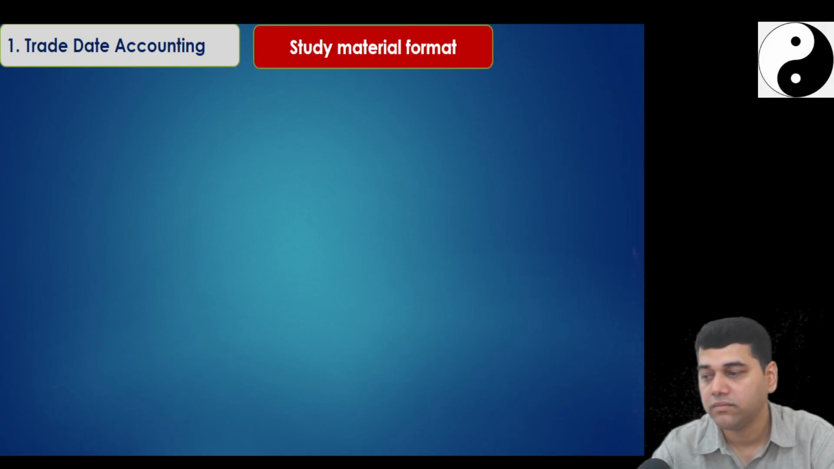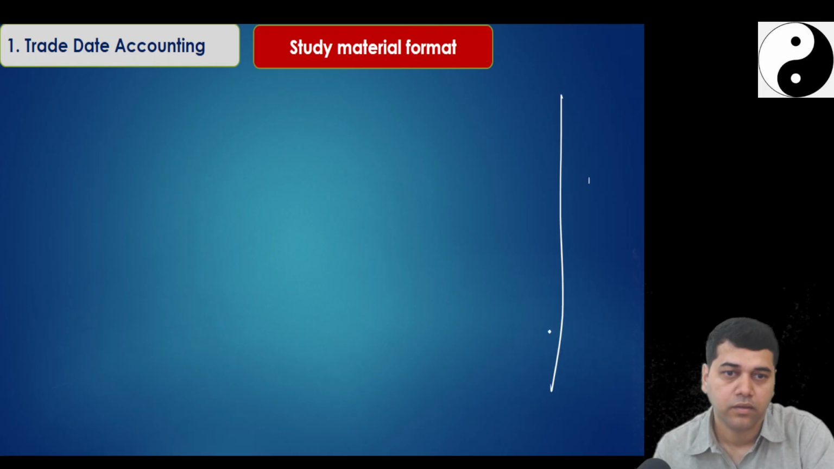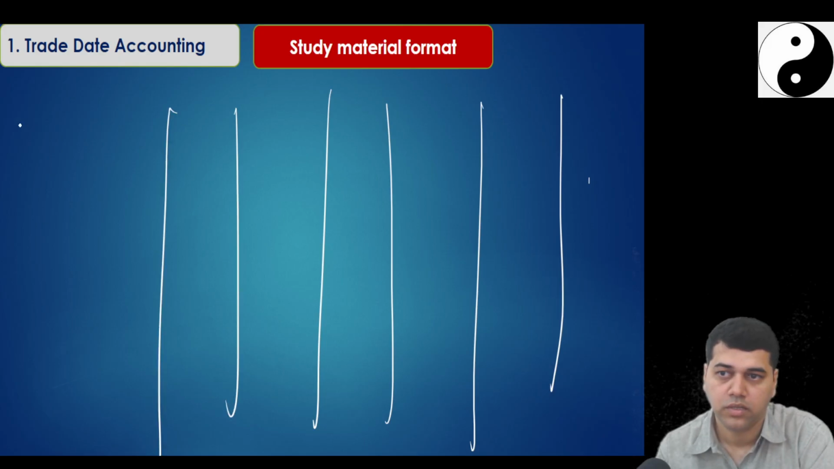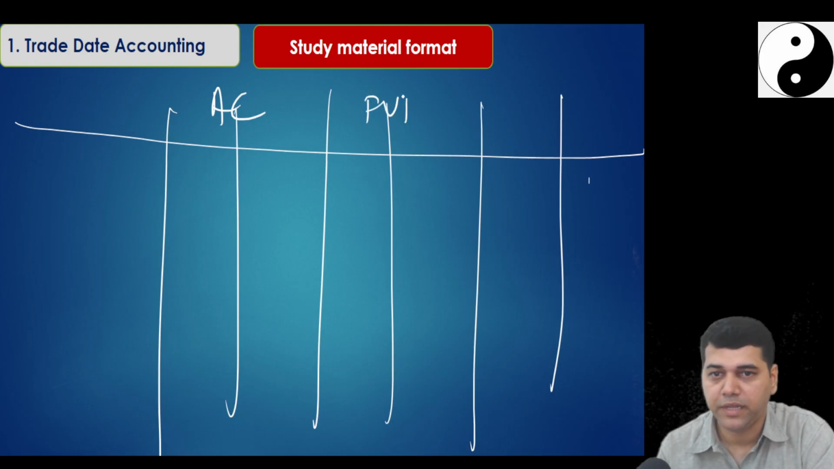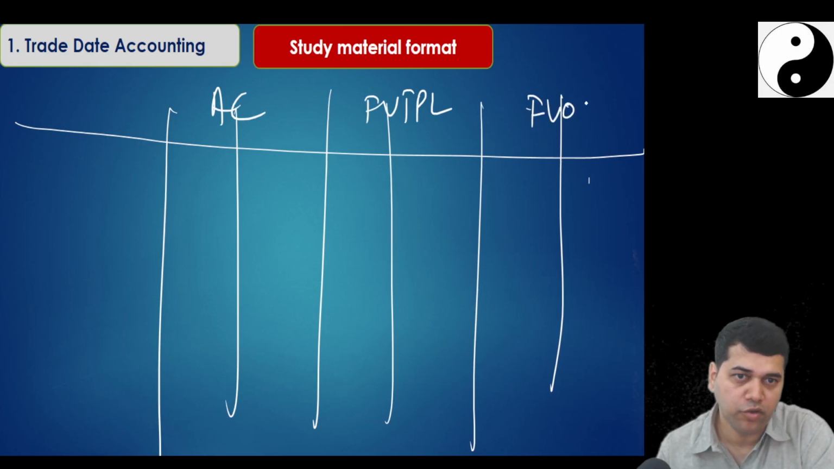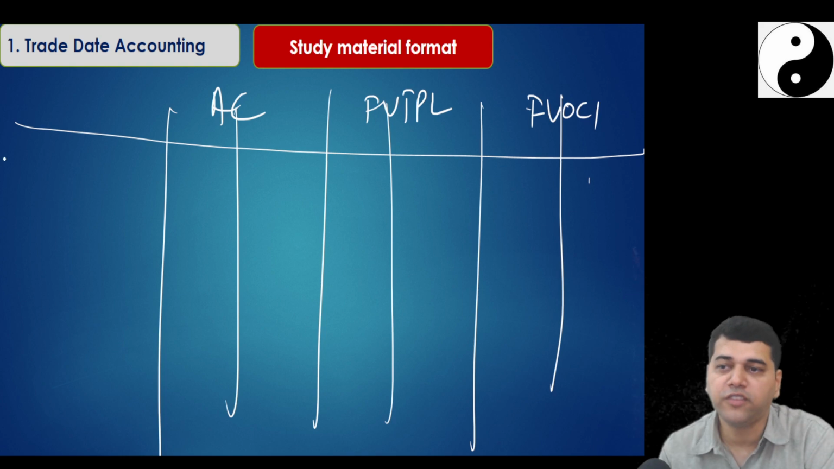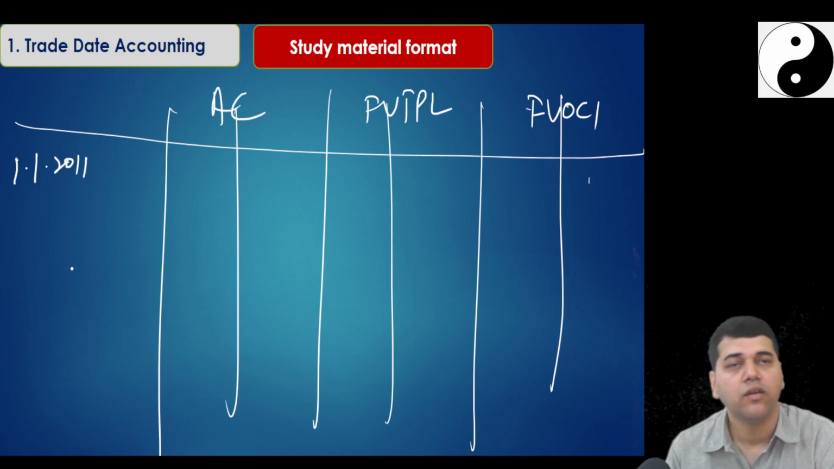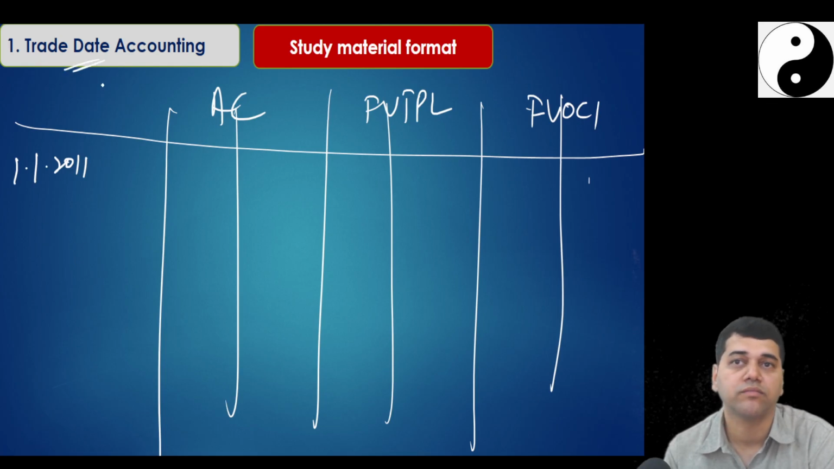Trade date accounting. So you need to have 6, 7 columns. You can write here amortized cost, FVTPL, FVOCI. When is my trade date? 1st of January 2011. What accounting entry am I going to pass if I follow trade date accounting?